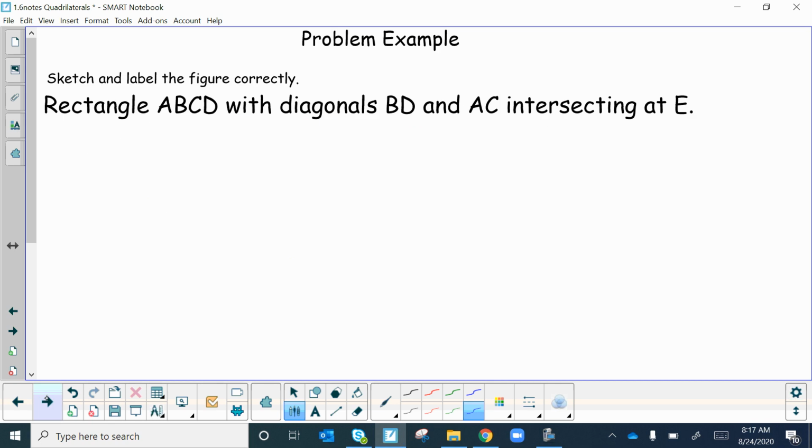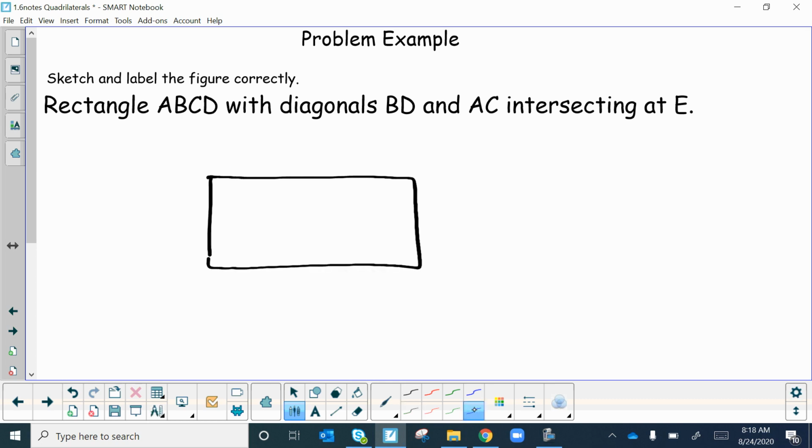So let's do some problem examples. It says sketch and label the figure correctly, and it's going to be rectangle ABCD with diagonals BD and AC intersecting at E. So we definitely want to draw a rectangle that looks like a rectangle. There's my rectangle.